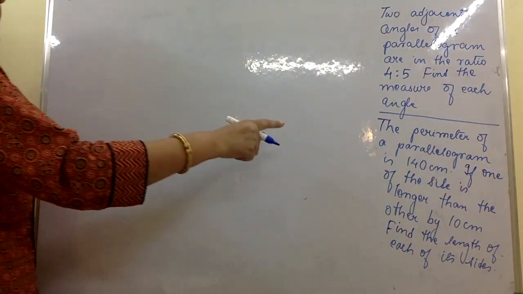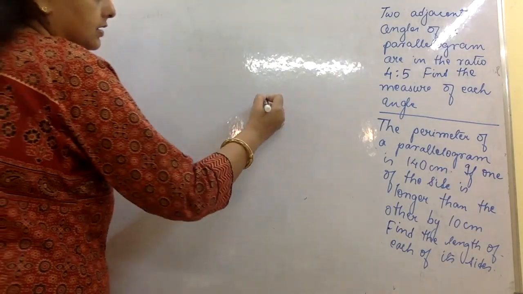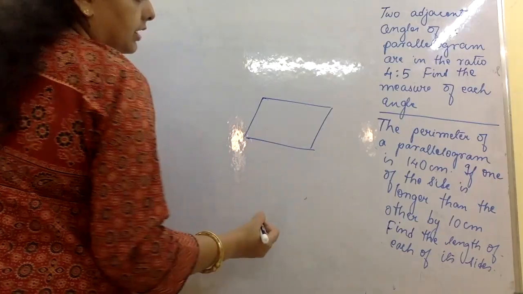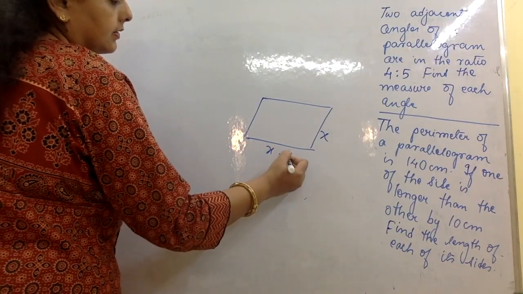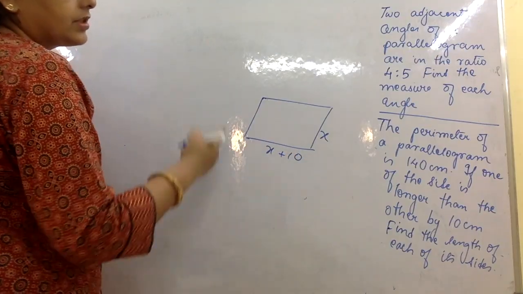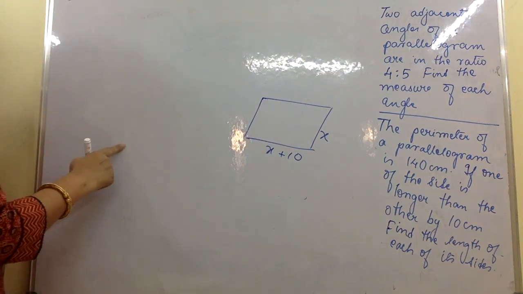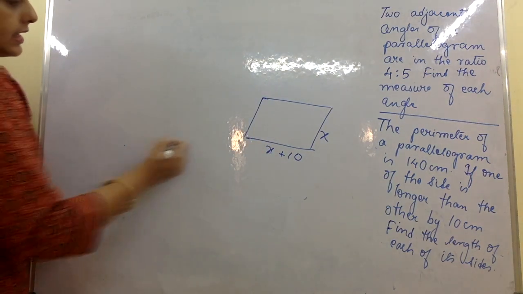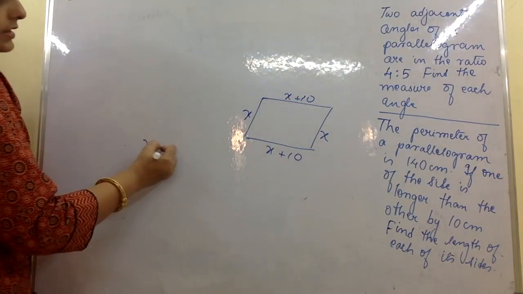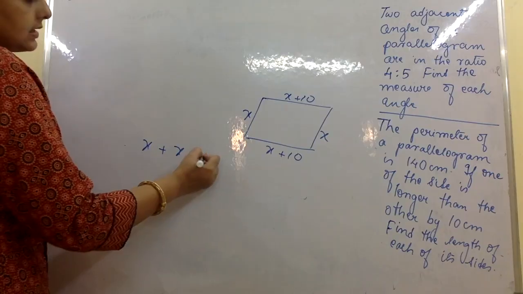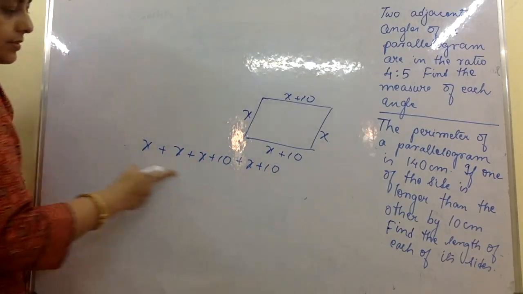The perimeter of a parallelogram is 140. One of its sides is longer than the other by 10. Now this is a parallelogram. So if this is x, the other one is x plus 10. Find the length of each of the sides. Perimeter of a parallelogram is 140. So x and x plus 10. So x plus x plus x plus 10 plus x plus 10. That makes the perimeter, right?